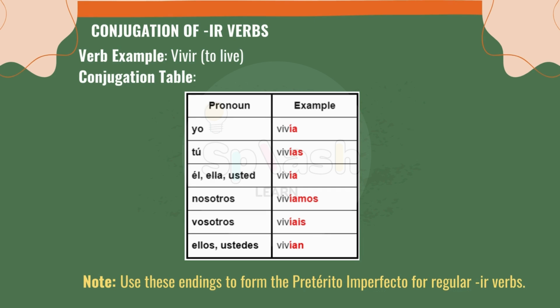verbs. So to recap, the Pretérito Imperfecto tense is used to describe ongoing, habitual, or incomplete actions in the past. The conjugation patterns for -ar, -er, and -ir verbs are distinct, with -ar verbs using the endings -aba, -abas, -aba, -ábamos, -abais, -aban, and -er and -ir verbs using -ía, -ías, -ía, -íamos, -íais, -ían.